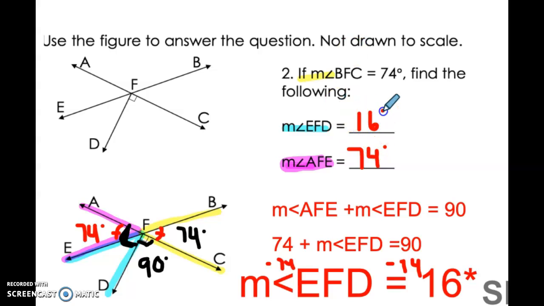Again, that is not the only way to solve for the measure of angle EFD. Instead of using 90, you can use 180. So you can say the measure of angle AFE plus the measure of angle EFD plus the measure of angle DFC equals 180. Substitute in what you know, solve for what you don't know. You will get the same answer either way.